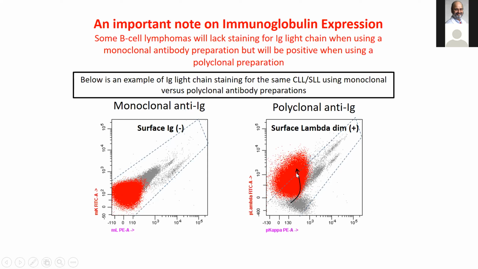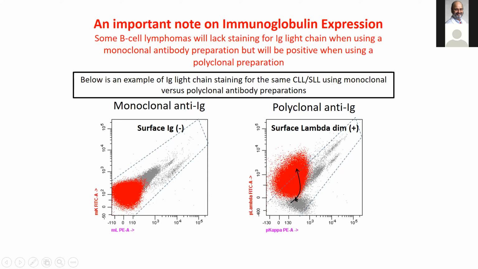So it kind of falls off of the axis here. And this is a polyclonal preparation. The polyclonal preparations are going to look at multiple epitopes on your actual molecules. For whatever reason, the epitope wasn't being expressed over here, but they actually did truly have lambda. So the polyclonal population showed that. We would look at this and say, yes, we've got a lambda restricted population of B cells.